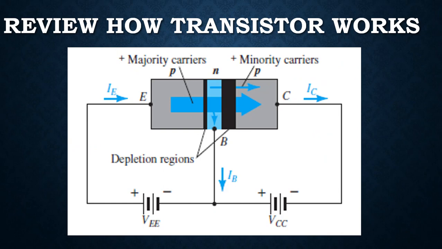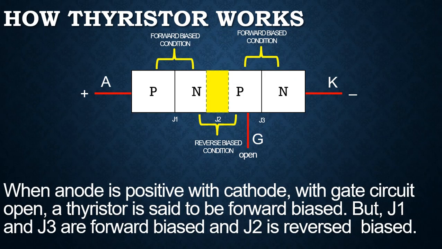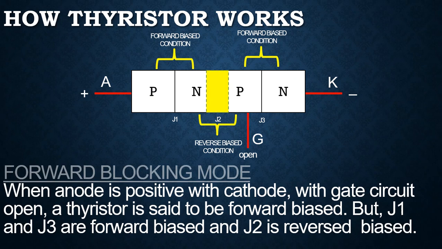Same operation with thyristor. A thyristor has 3 terminals: anode, cathode, and gate. When anode is positive with cathode and with gate circuit open, ma-observe natin na ang J1 and J3 are forward biased. And ang J2 is reverse biased. Kaya hindi magko-continue ang flow ng current from anode to cathode kasi merong depletion region sa J2. Kaya ang tawag sa mode na ito is forward blocking mode.